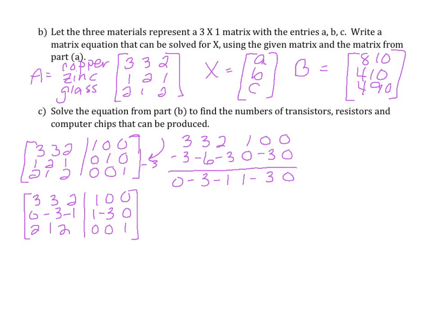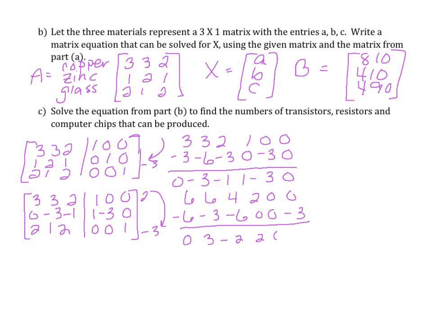We now need to eliminate the 2 in the bottom left-hand corner, so I'm going to multiply the bottom row by -3, the top by 2, and add them together. 6, 6, 4, 2, 0, 0. -6, -3, -6, 0, 0, -3. And we add them together, we'll get 0, 3, -2, 2, 0, -3. So this is our new bottom row.